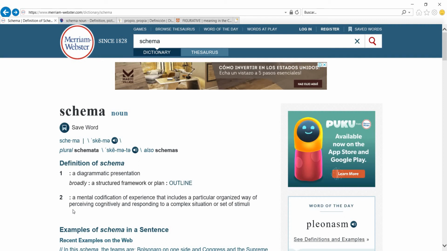Now, what I'm trying to explain is that the schema, in this case, remember, a script, right, has been activated, and your brain uses all this information in order to understand.